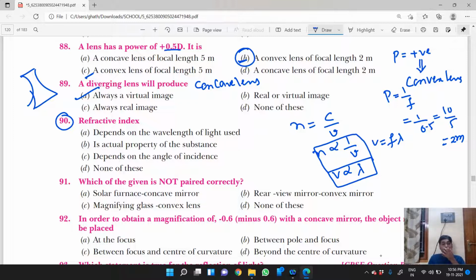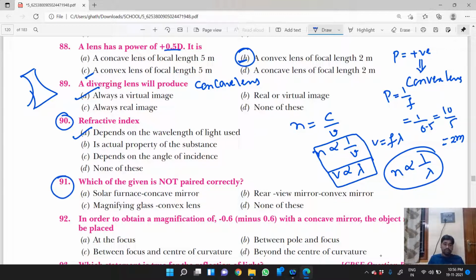From this, refractive index depends upon the wavelength of light used. It is an actual property of the substance. It does not depend upon the angle of incidence. So it depends upon only one thing, the wavelength of light. We can correlate that n is inversely proportional to wavelength.